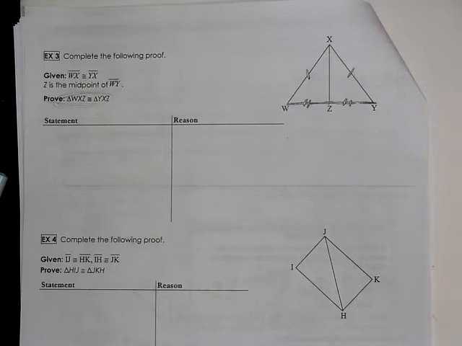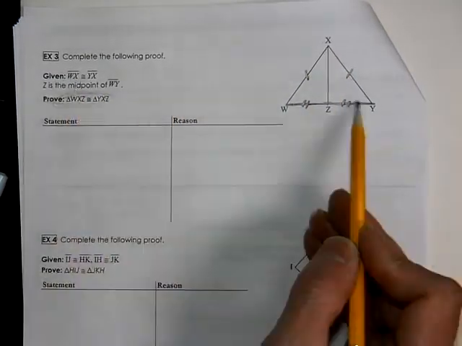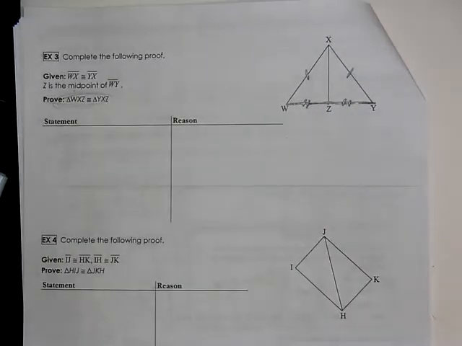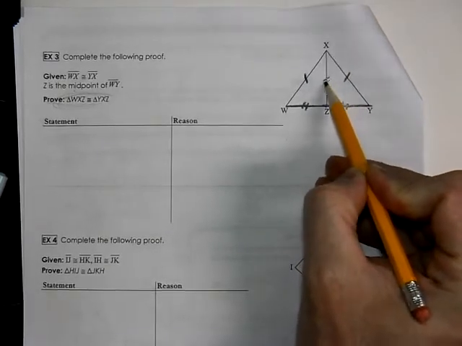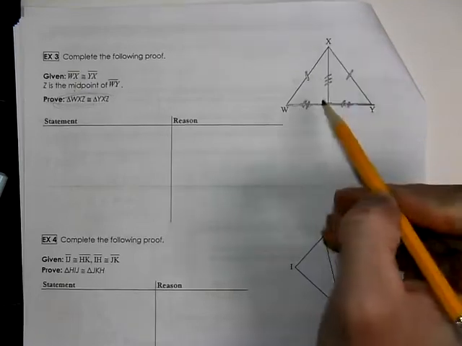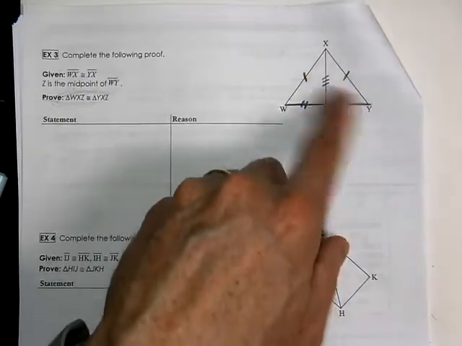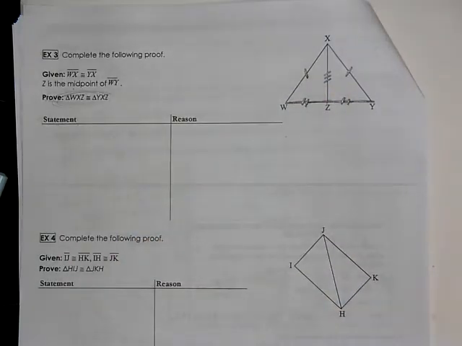Does anyone recognize what we need to know by looking at this picture, even before we start our proof? We've got our given. We have our two segments that are the same. We've got our midpoint that produces two segments the same. We have this shared side, XZ, in both triangles. It's going to be the same. We call that the reflexive property.